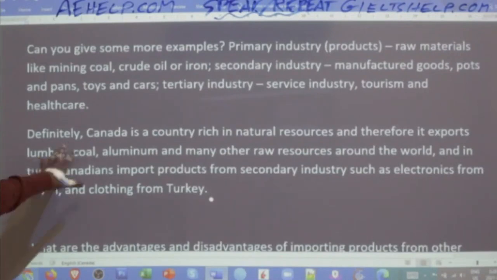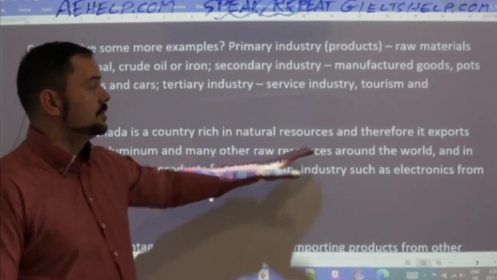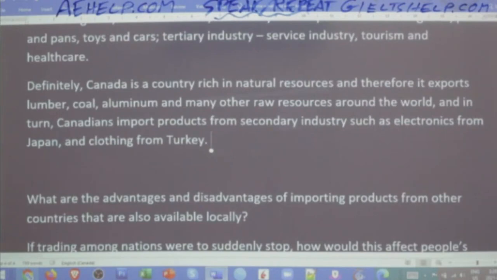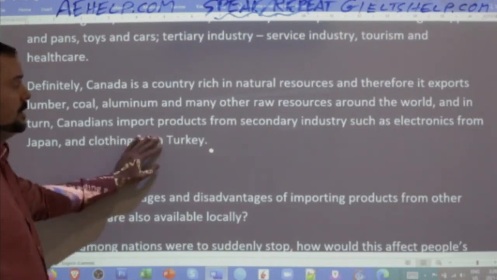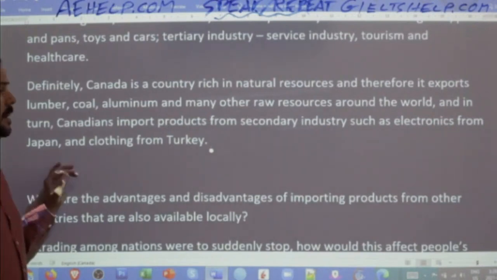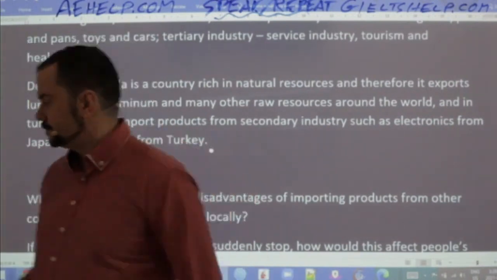Can you give some examples? Definitely. Canada is a country rich in natural resources, and therefore it exports lumber, coal, aluminum, and many other raw resources around the world. And in turn, Canadians import products from secondary industries such as electronics from Japan and clothing from Turkey. Okay.